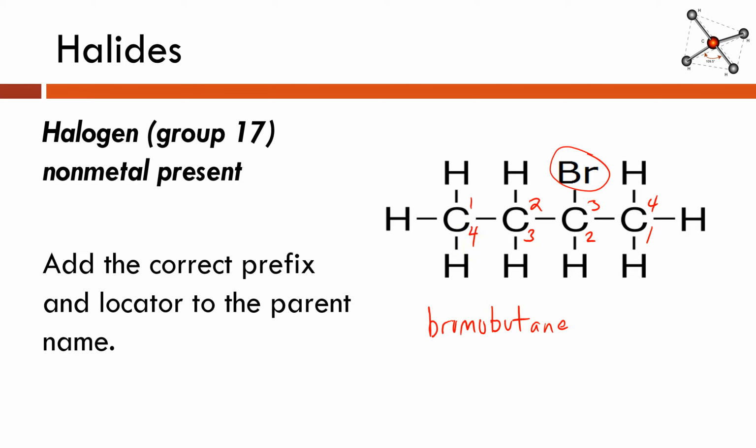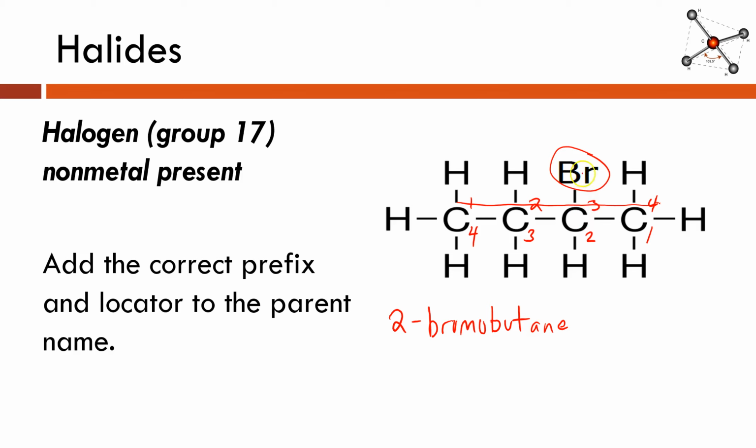I need to choose the numbering scheme that gives me the smallest or the lowest value for carbon. So I'm going to cross out this top scheme. Numbering from right back to left gives me 2 versus numbering left to right, I get carbon 3. So I'm going to say this is 2-bromobutane.